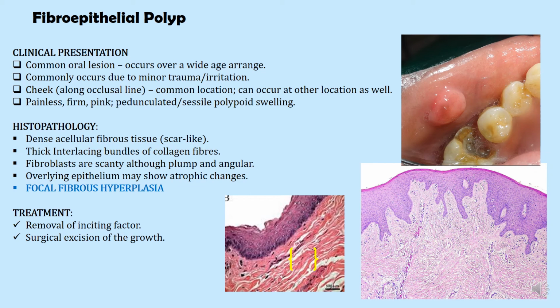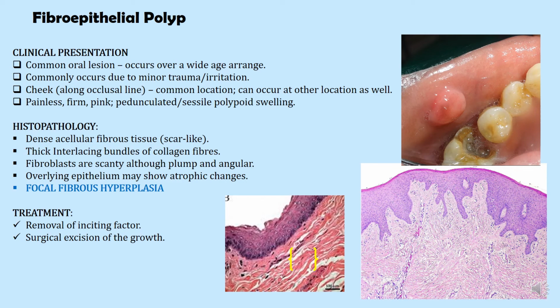So the etiological factor in this particular case could be this sharp edge of this decayed tooth, where the patient is chronically cheek biting, and it has led to this hyperplastic lesion. So what happens when we actually excise this lesion? What do we see microscopically?